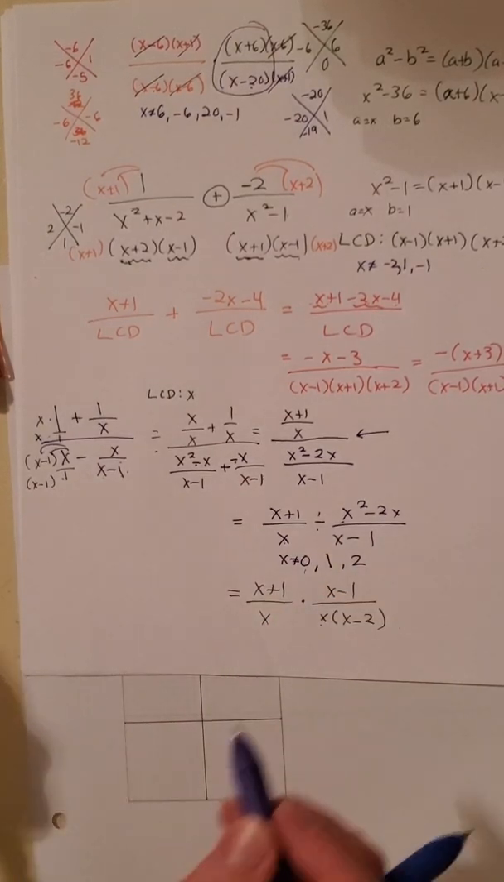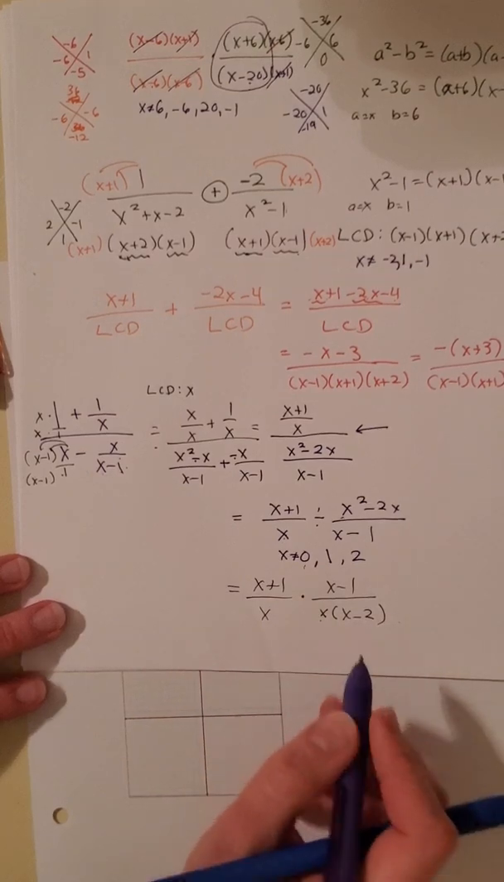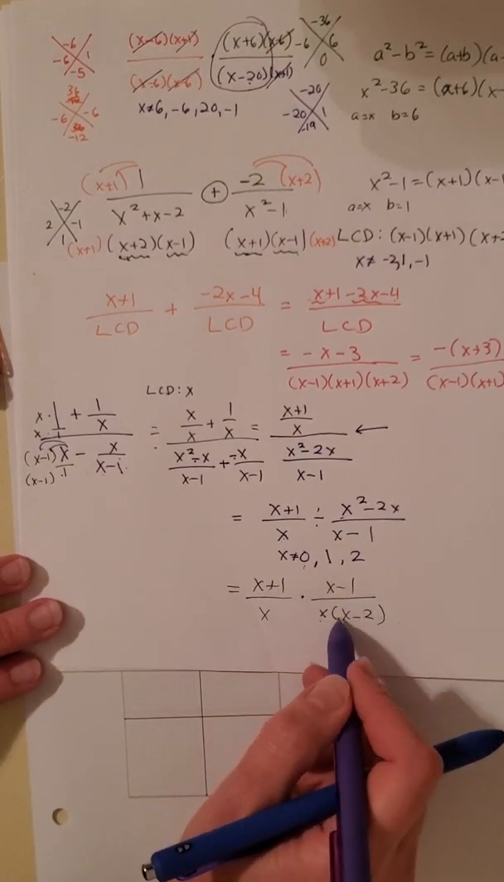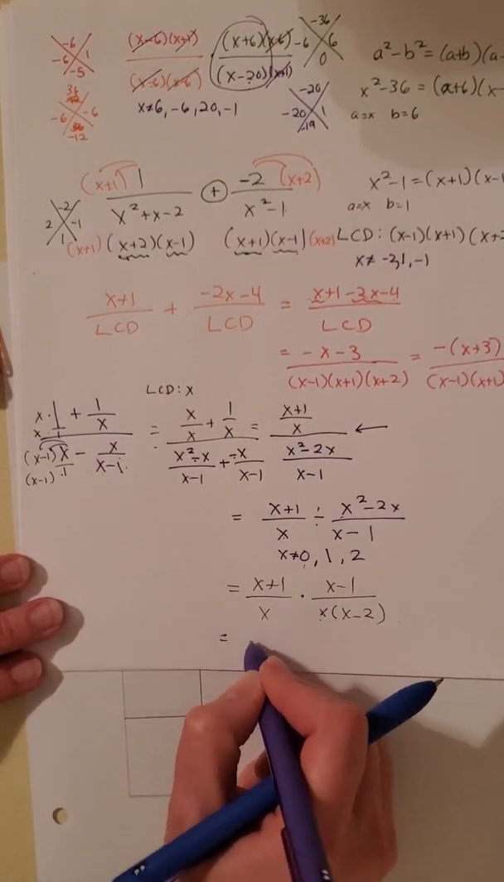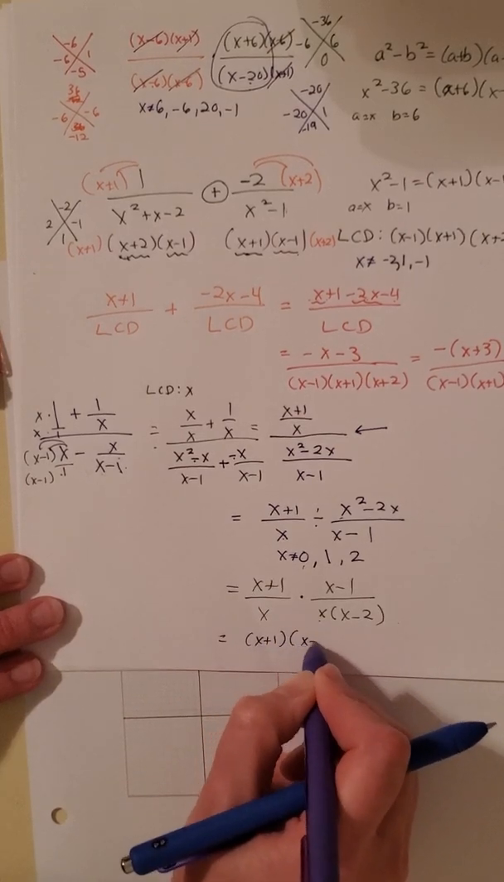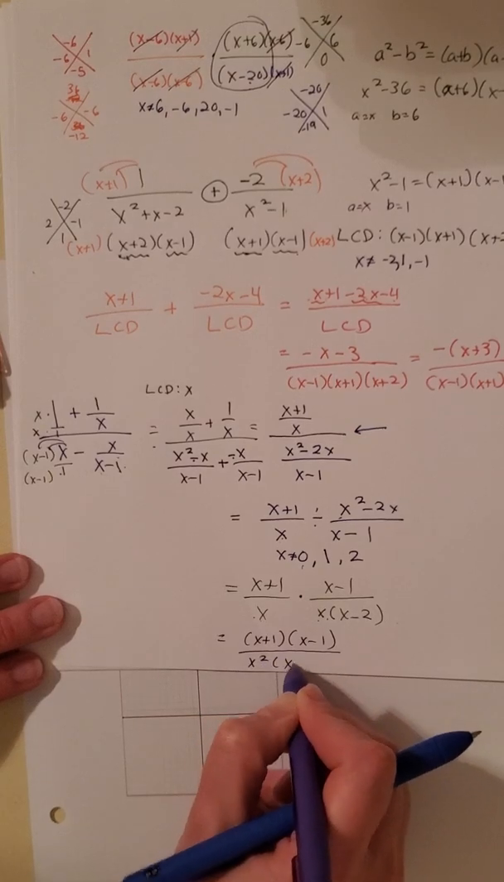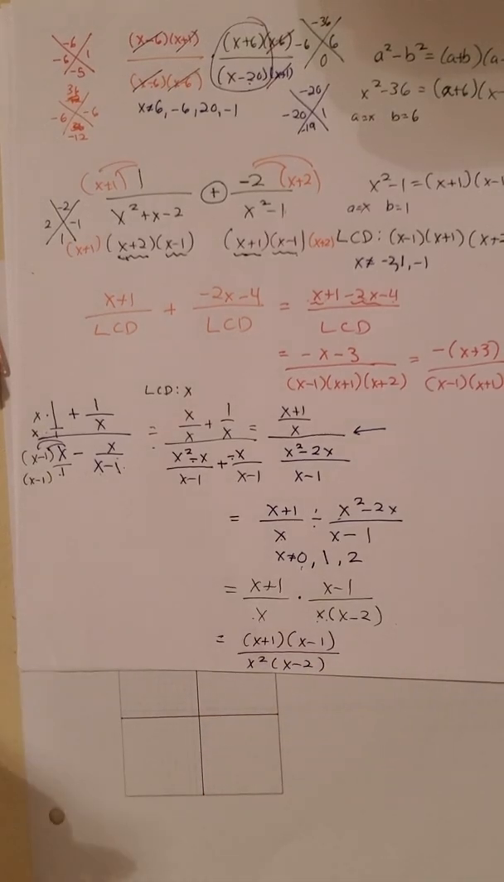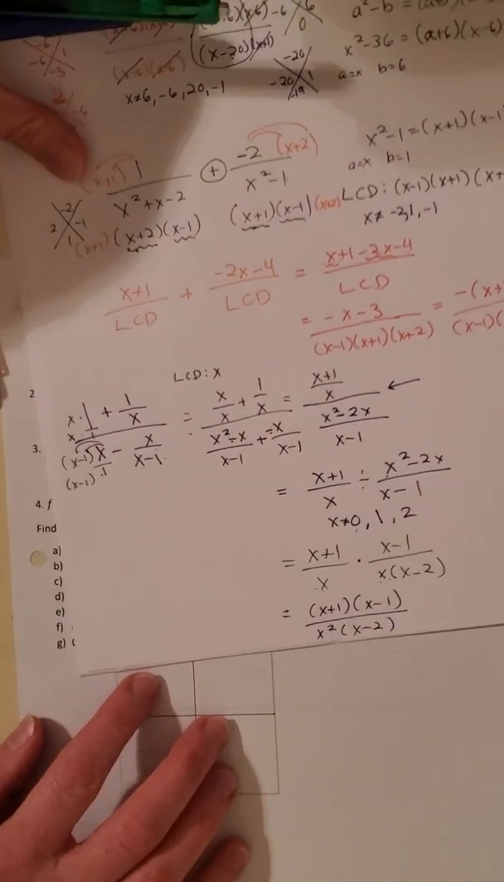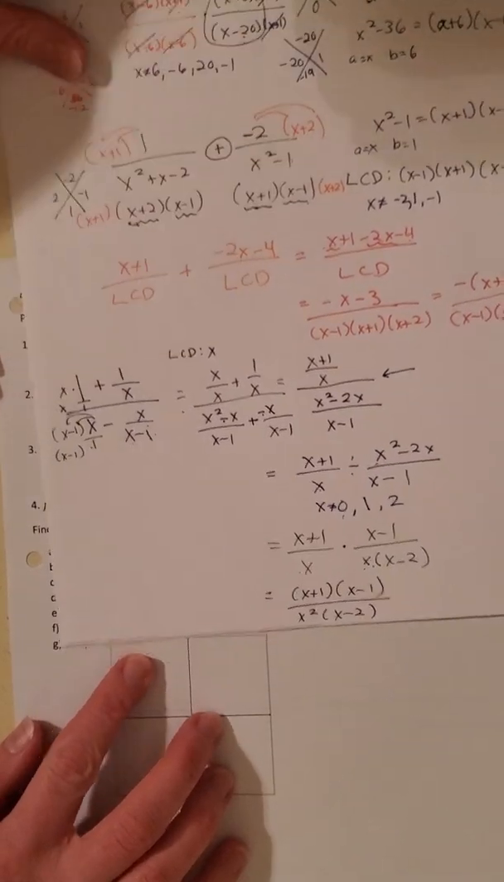All right. Now, if there's anything in common, I can reduce it, any common factors, but there aren't. So this is going to be x plus 1, x minus 1, over, I'm going to write that as x squared, and then x minus 2. And my restrictions, again, are x cannot equal 0, 1, or 2.